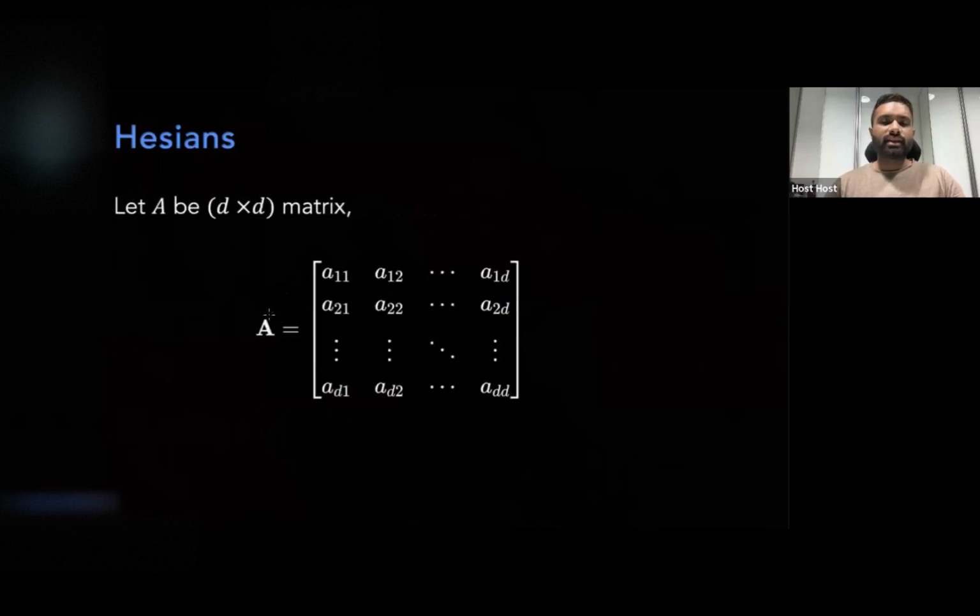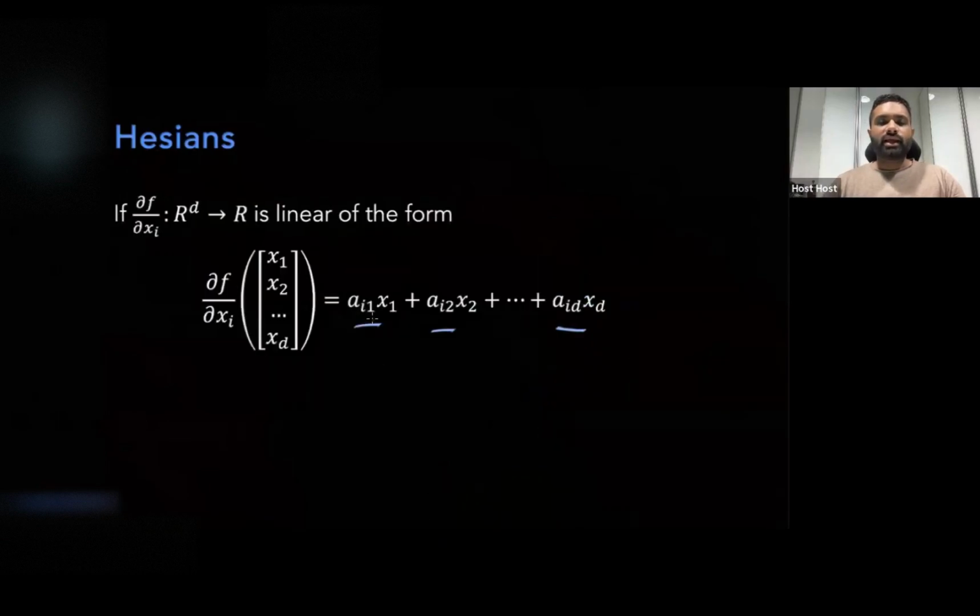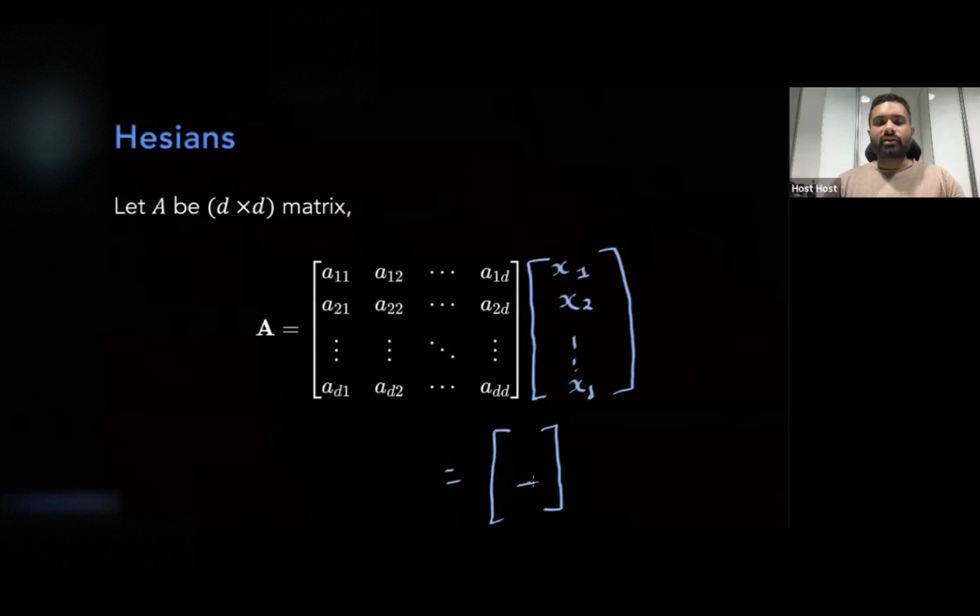Please know that if you multiply x in this form, everybody should know the matrix multiplication rules. The first entry is x subscript 1, the second entry is x subscript 2, up till x subscript d. The output will be a column vector of dimension d, and the ith entry will represent the equation that we have already considered: ai1 multiplied by x1, ai2 multiplied by x2, aid multiplied by xd. So the ith entry will represent that only.